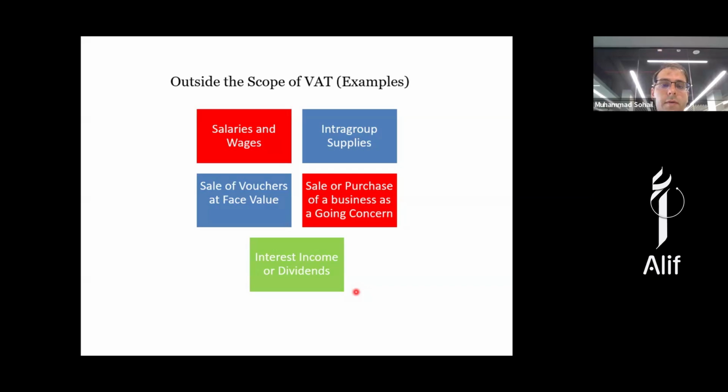Here, if you have a voucher that has a face value of 200 dirhams and the amount you pay is also 200 dirhams, they're the same, then this is out of scope for VAT purposes. However, when you redeem the voucher, at that point, it will be taxable. Sale or purchase of a business as a going concern. This means that you are selling your business from one taxable person to another. This is also outside the scope of VAT.